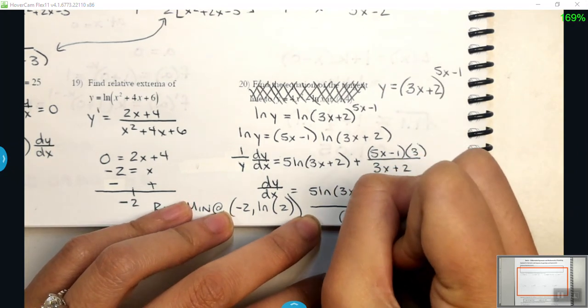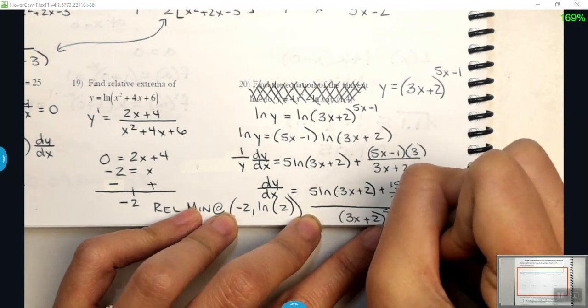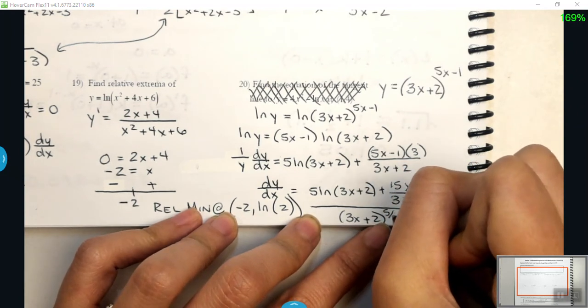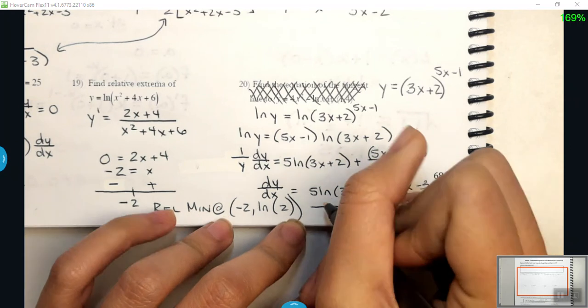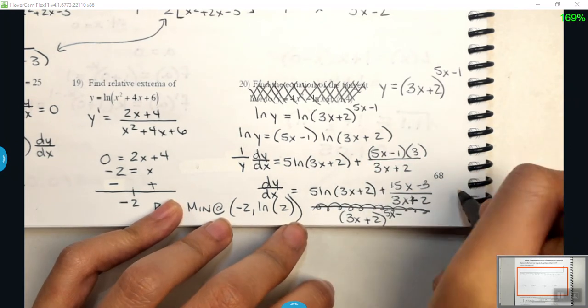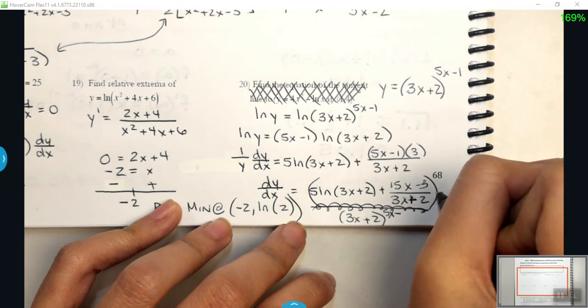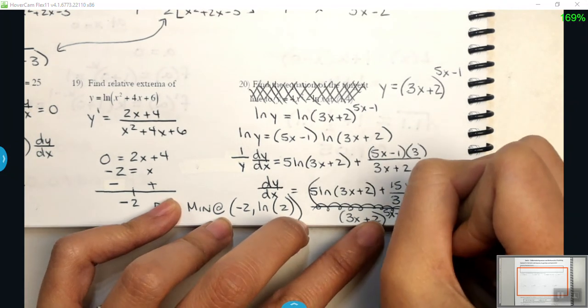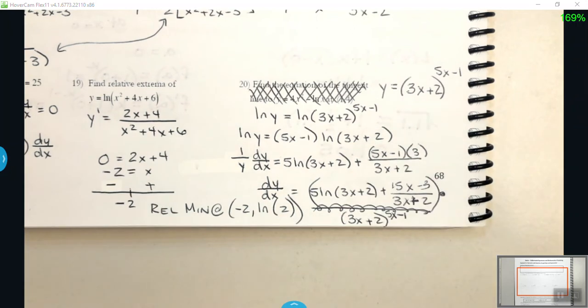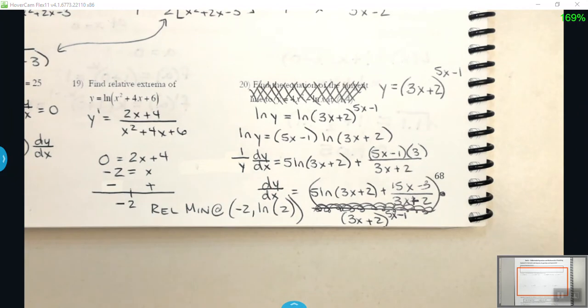Yeah, it's gross. But you don't necessarily have to write it like that. It's multiply, not divide, because you multiply the y over. Okay.